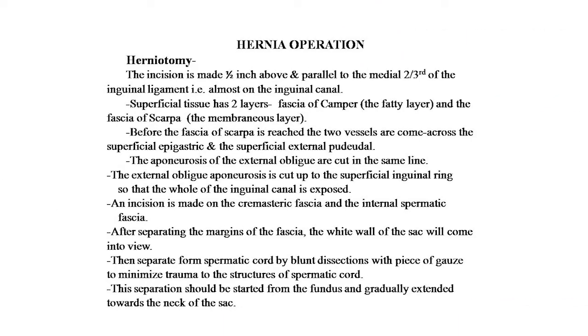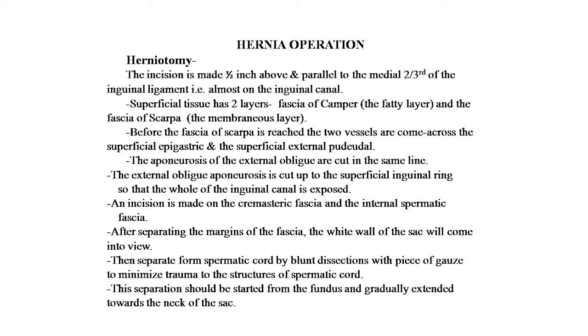The incision is made half inch above and parallel to the medial 2/3 of the inguinal ligament, that is almost on the inguinal canal. Superficial tissue has two layers, fascia of Camper, the fatty layer, and the fascia of Scarpa, that is the membranous layer. Before the fascia of Scarpa is reached, two vessels are come across, the superficial epigastric and superficial external pudendal. The aponeurosis of the external oblique is cut in the same line.